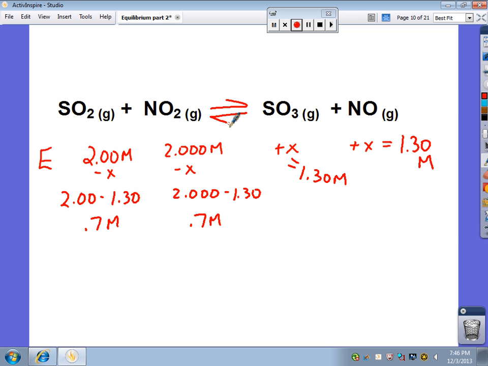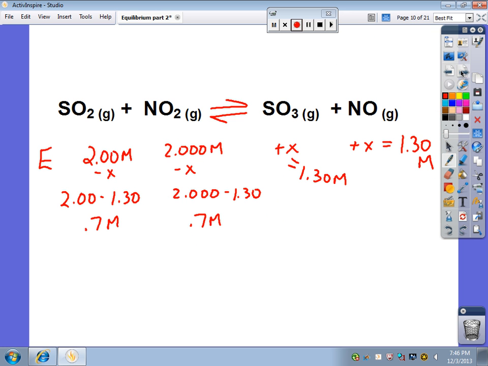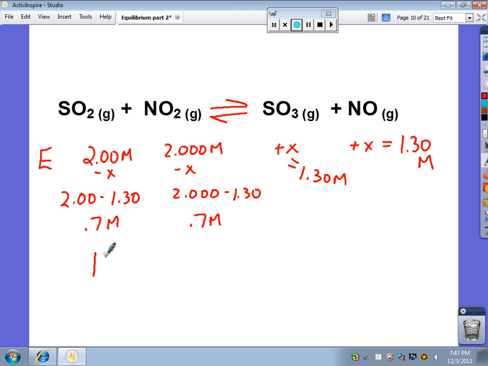And what did they want us to find? Oh, they wanted us to find the value of Kc. So how do you do that? If you said write an equilibrium expression, you are correct. So, sorry.